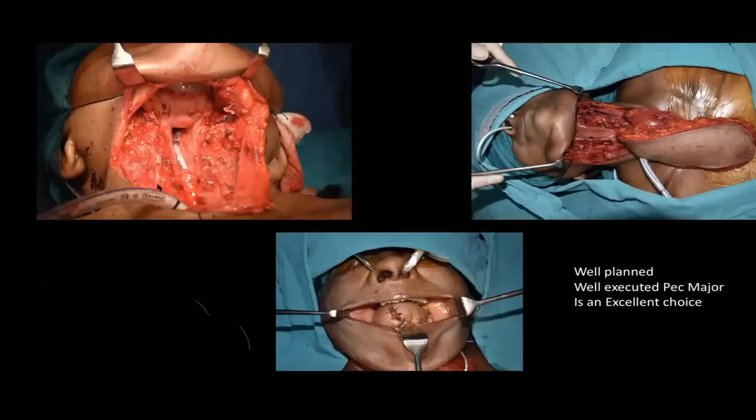Now, even if you have defects like total glossectomy or total laryngectomy, the pec major is still an excellent choice. Again, here the pec major was used to close the pharyngeal defect and also create a protuberant tongue so that the patient does not have any dead spaces where the debris can collect. So, a well-planned, well-executed pectoralis major is an excellent choice, even if you have total glossectomy with a total pharyngectomy and laryngectomy.